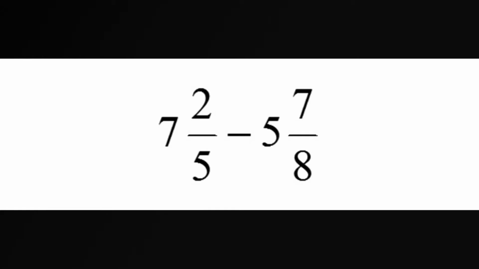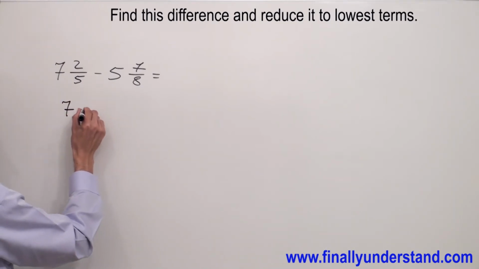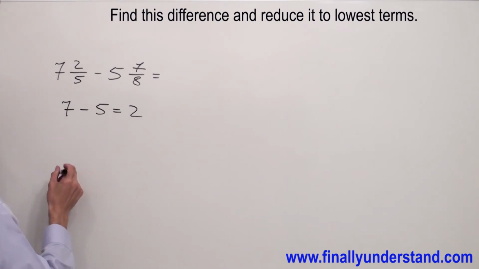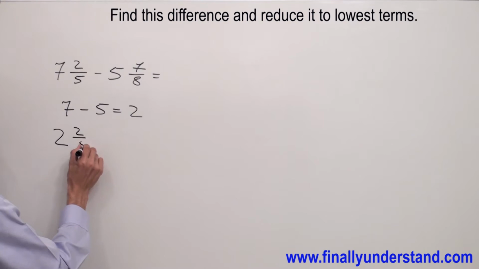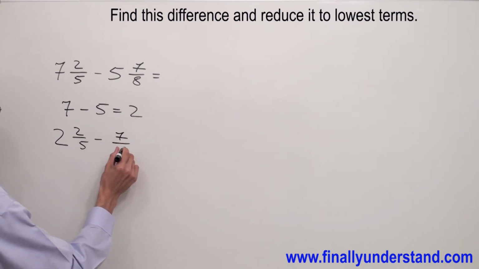Let's take a look at this example. Again, we are going to subtract first the whole numbers. I have 7 minus 5 equals 2. That's why my equation is going to look like this right now: 2 2/5 minus 7/8.